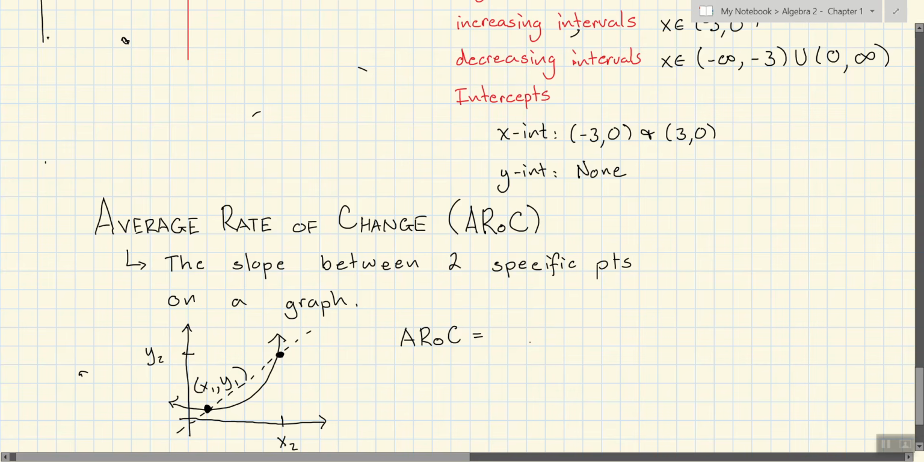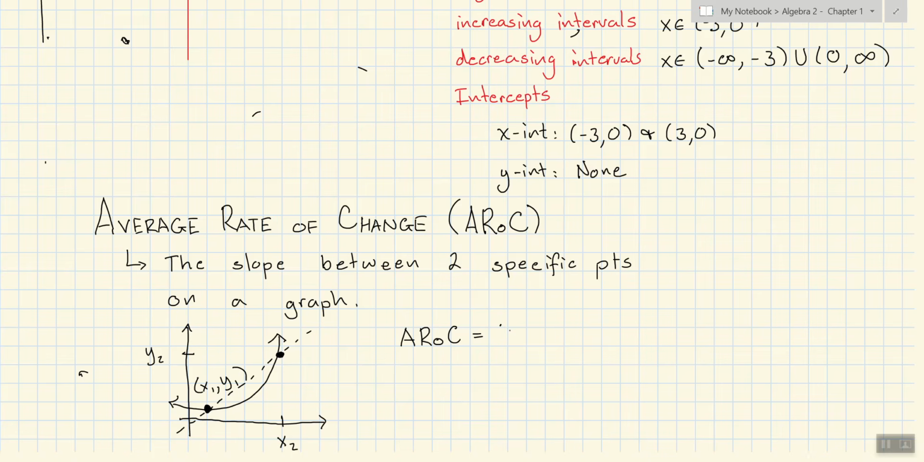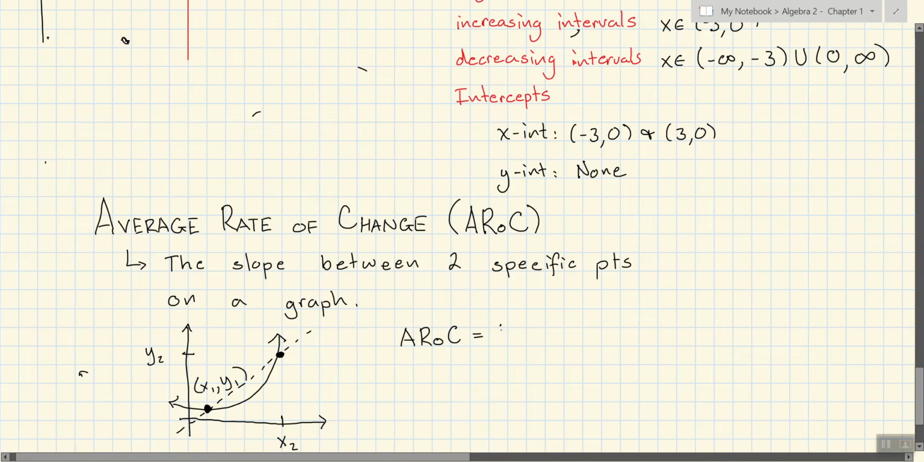How do I find the slope? What's slope? Love that. Delta y over delta x. So we're going to break this down. Give me words for that. Slope. Hey, there it is. Rise over run. Okay, delta y over delta x.